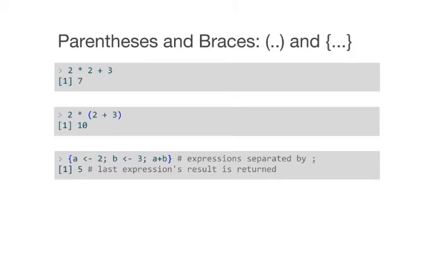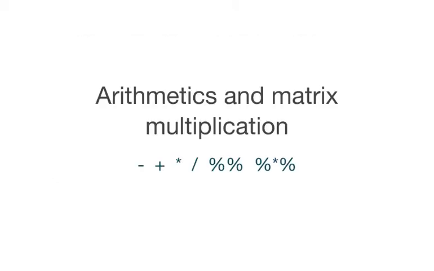Braces, or curly brackets, allow you to evaluate several expressions in one row, and return only the result of the last expression if it implies any output. Expressions in braces should be separated by a semicolon. That's quite handy when you're trying to make your code compact, so you will see me using it more in the next few slides.